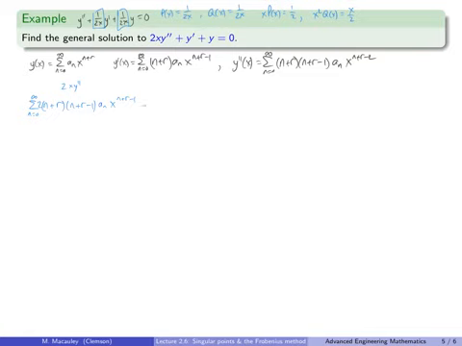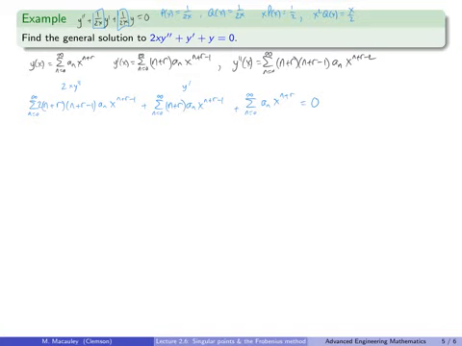Plus the next one is y prime. So y prime, that's the sum from n equals 0 to infinity of n plus r times a n times x to the n plus r minus 1, plus y, so that's this term, plus the sum from n equals 0 to infinity of a n x to the n plus r equals 0.